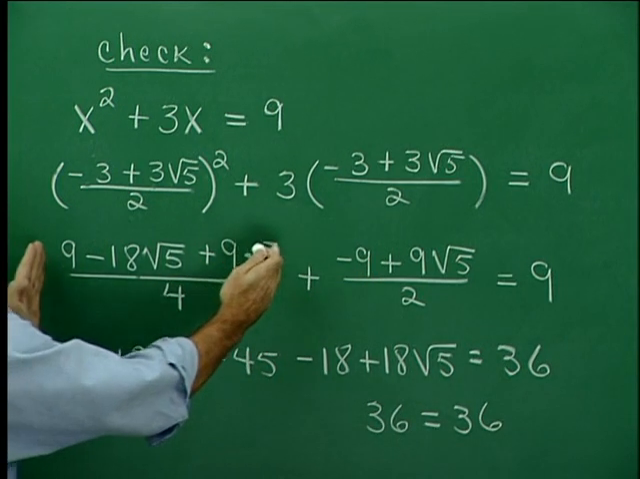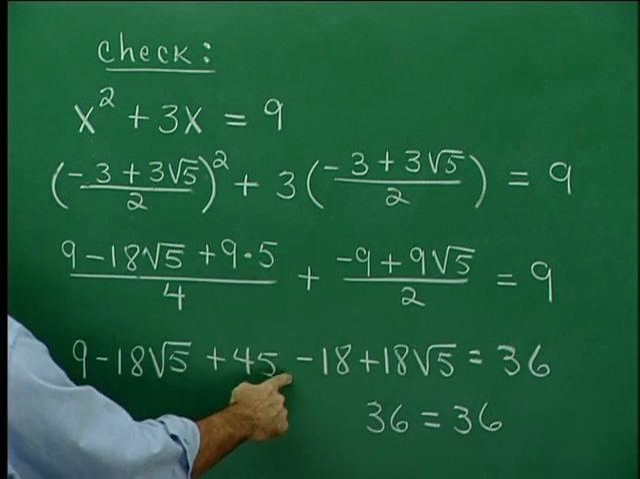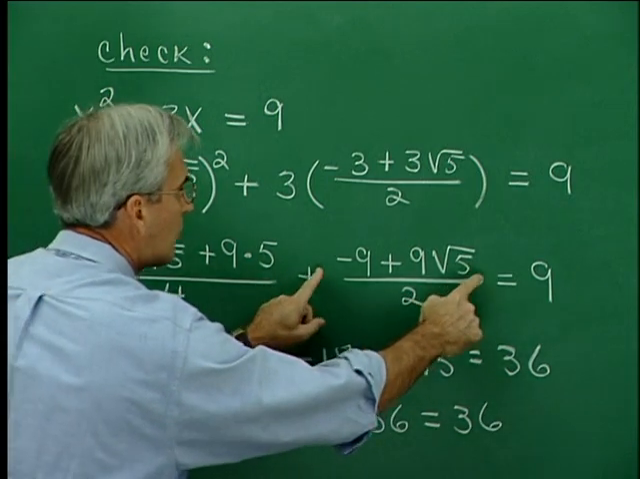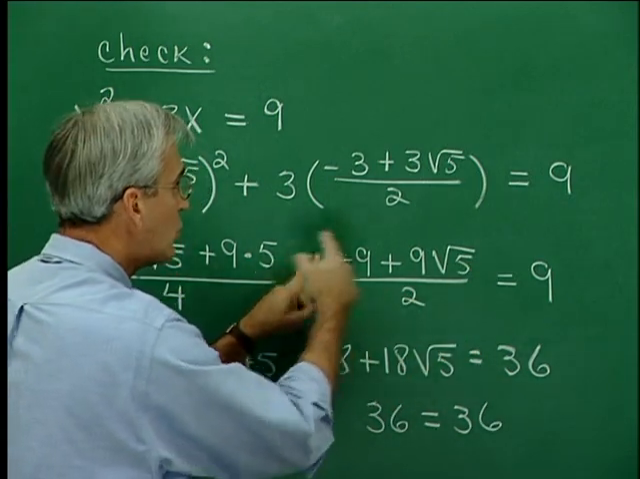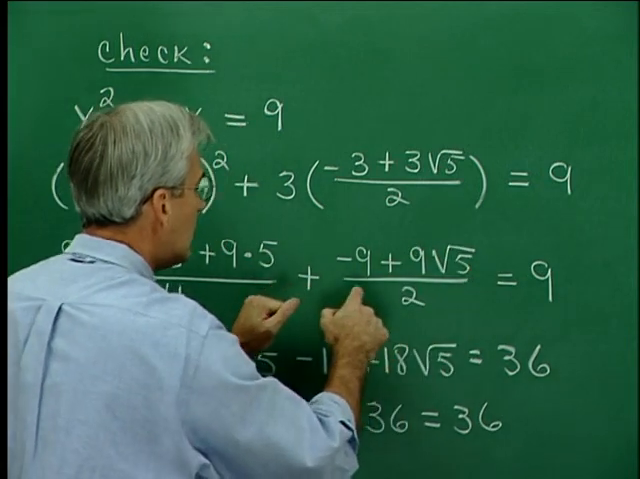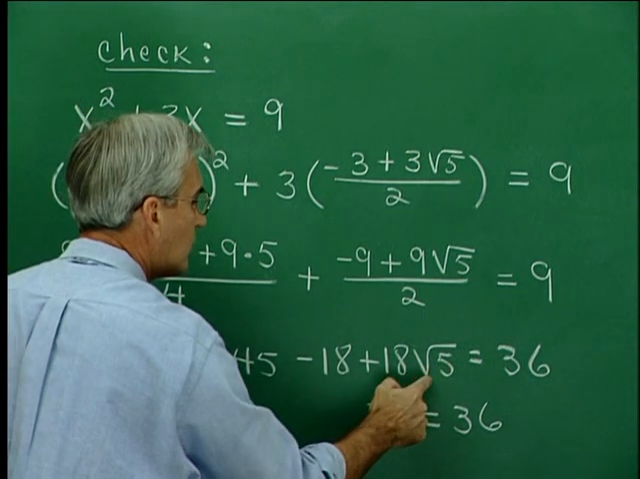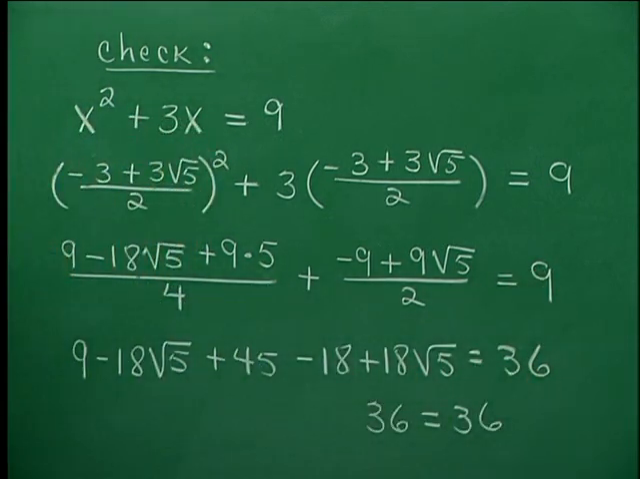So I'm multiplying here by 4, which means that the 4's would cancel, leaving this numerator. Now notice I've multiplied the 9 times 5 to get 45. Over here, when I multiply by 4, I get a 2 cancellation with the 4, leaving a 2 times both of these two terms. So 2 times negative 9, negative 18, 2 times 9 root 5, 18 root 5, and 4 times the 9 on the right gives 36.